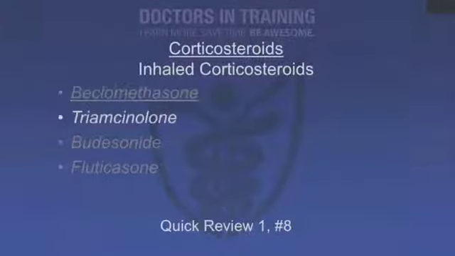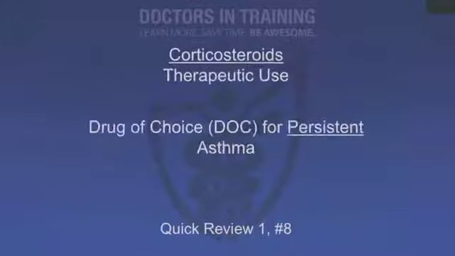Corticosteroids, inhaled corticosteroids: beclomethasone, triamcinolone, budesonide, fluticasone. These are your drugs of choice for persistent asthma. So if you have any patient with persistent asthma, they need to have a prescription for an inhaled corticosteroid, and they need to have an inhaled beta-2 agonist like albuterol available.